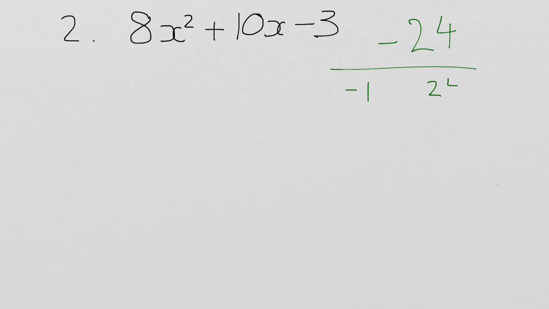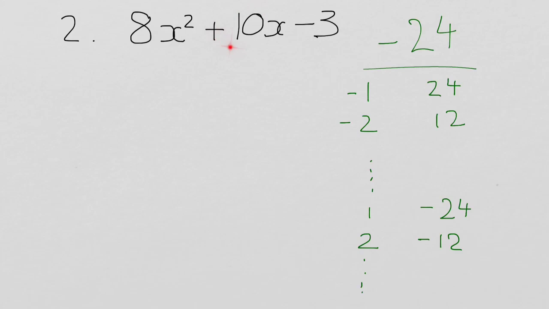So we can start with negative 1 and 24, negative 2 and 12, and so on, and you can go down, and then once you've done the negative ones on this side, you can then write them again, but as positive numbers. So you then have 1 and negative 24, 2 and negative 12, and so on. Once you've written out all your factors, you're looking for the two that when added together give you this positive 10. So that of course is going to be negative 2 and 12.